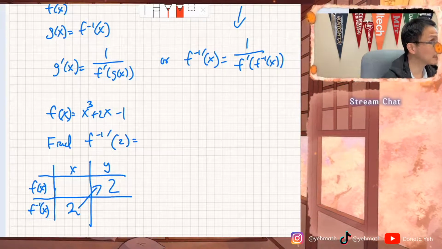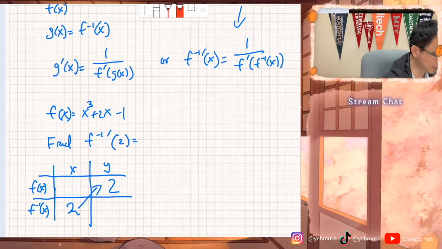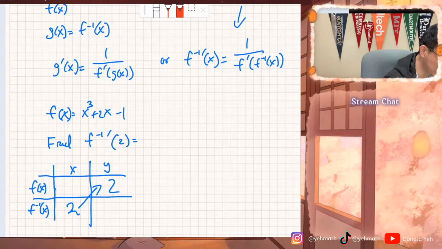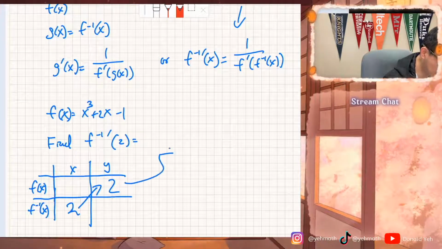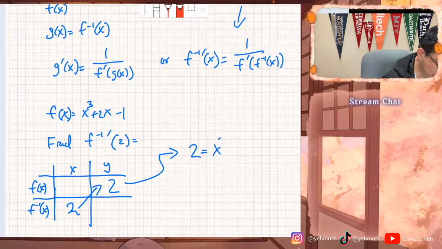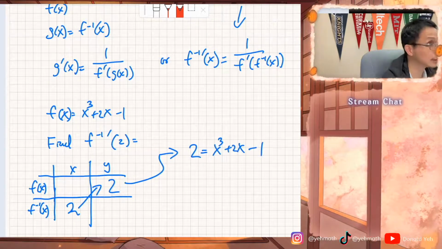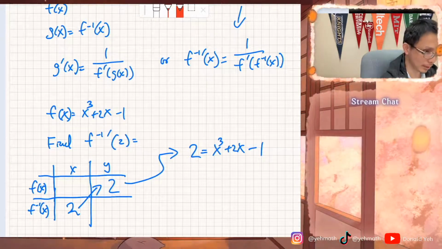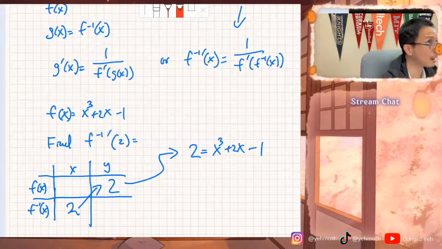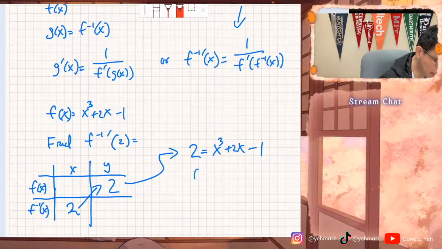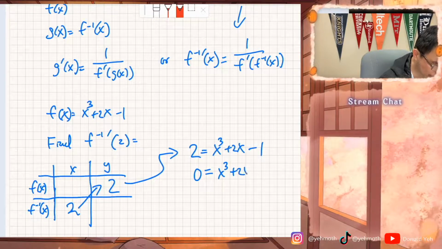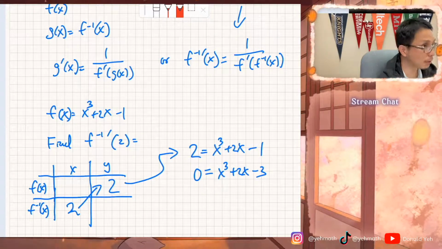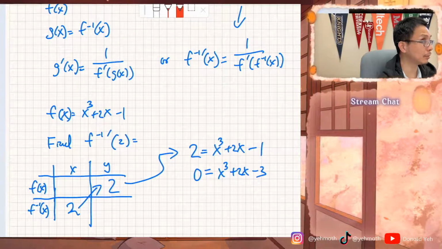Now, what's the cool thing is remember that value swap. Does that make sense? That means the original function's y value is 2. Now, if the original function's y value is 2, can I say 2 is equal to x cubed plus 2x minus 1? I put in the 2 as a y value, and I solve for it. I solve for 0 equal to x cubed plus 2x minus 3. Does that make sense? It turns out this case is not factorable.